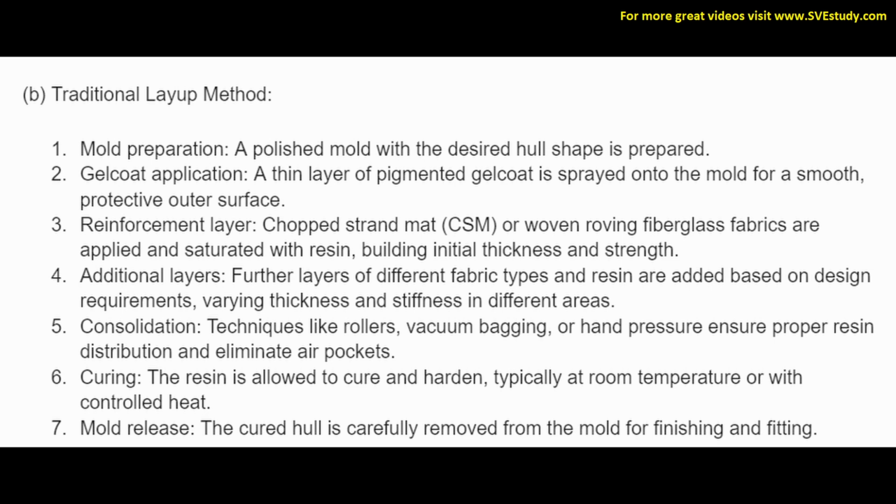Chopped strand mat, CSM, or woven roving fiberglass fabrics are applied and saturated with resin, building initial thickness and strength. 4. Additional layers. Further layers of different fabric types and resin are added based on design requirements, varying thickness and stiffness in different areas. 5.